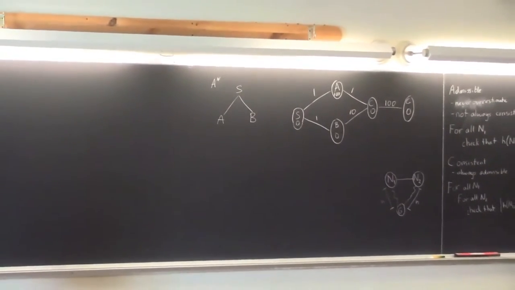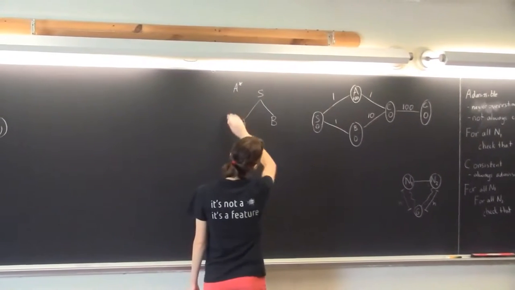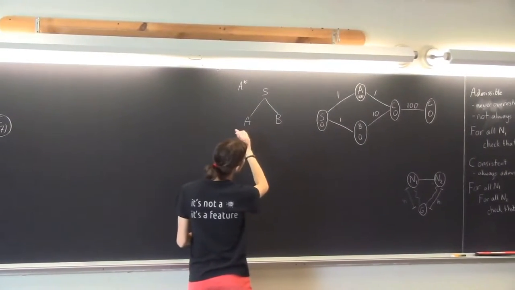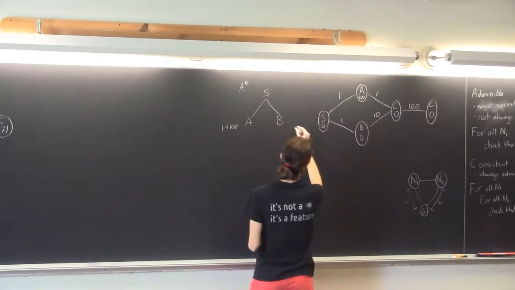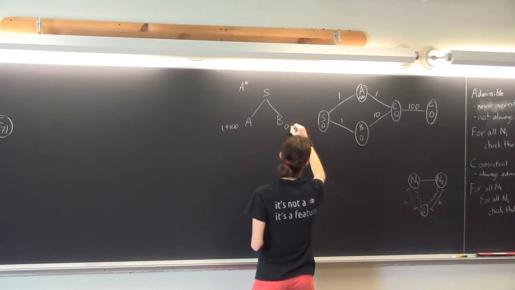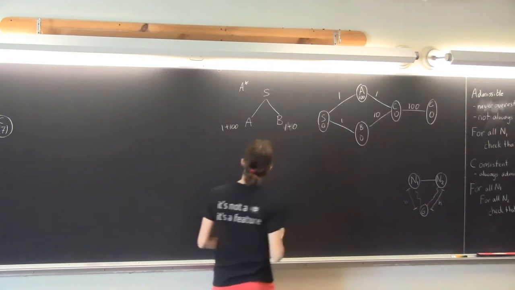The path length plus the heuristic. Yeah, the path length plus the heuristic, because we're doing A star. So we'll do path length to A is 1, plus heuristic is 100. B, we have path length is 1, plus the heuristic is 0.